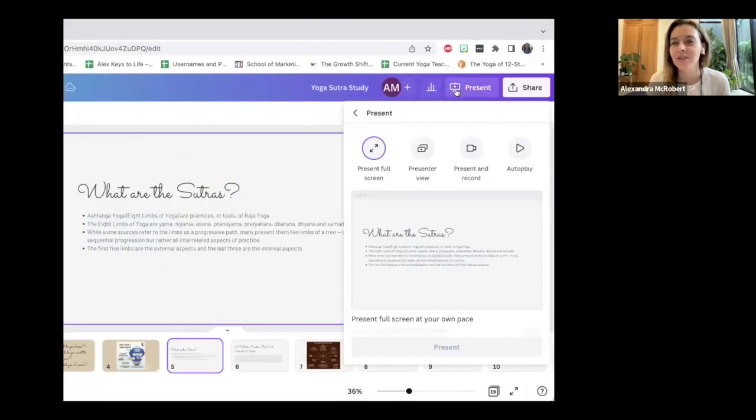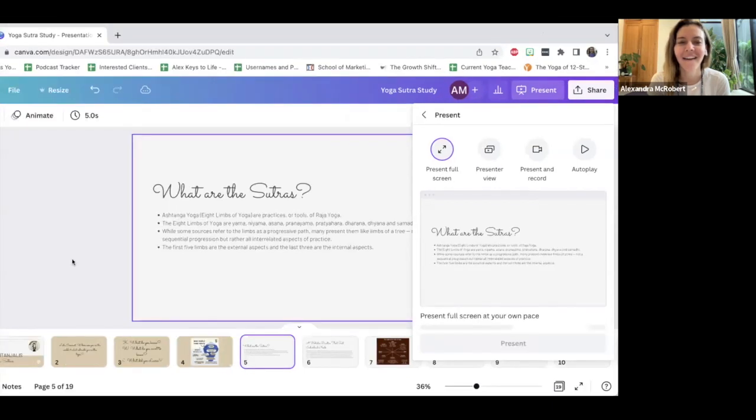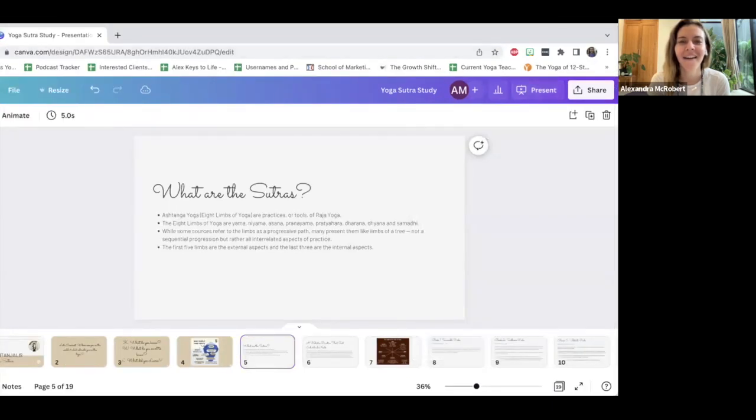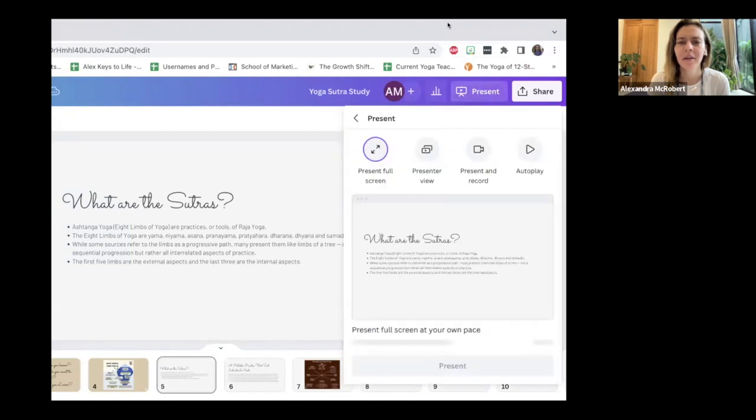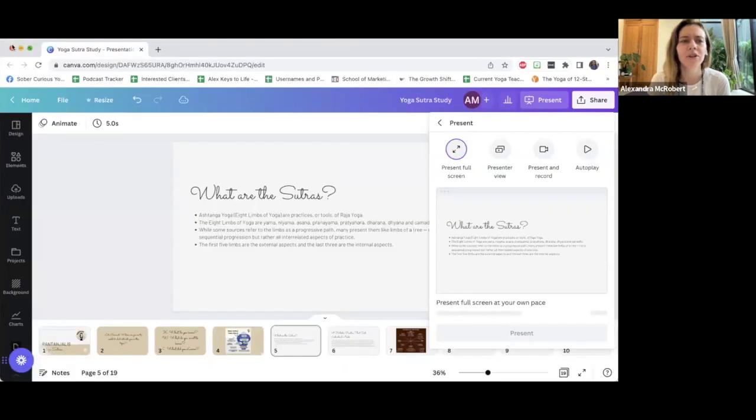Can everyone see my screen sharing as well? Amazing. Oh no, they're letting me share again. Hold on. Okay, hold on. Let me try that one more time.